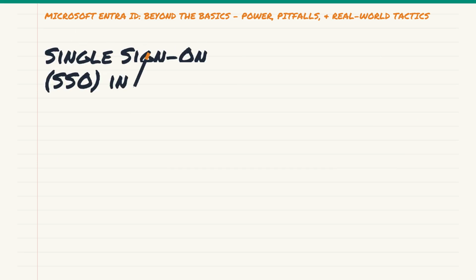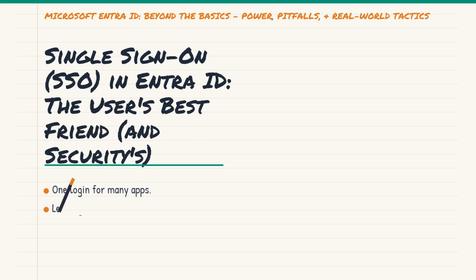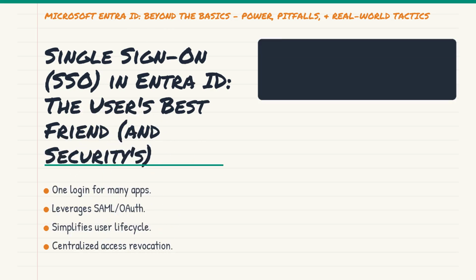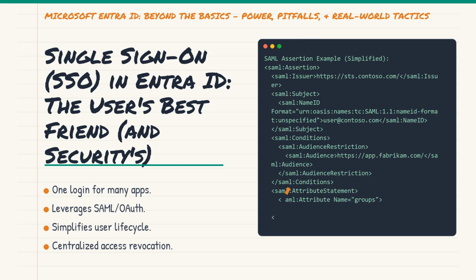Single sign-on. We all love it as users, right? One login, access to everything. From an architecture perspective, Entra ID acting as an identity provider, IDP, for SSO is a massive win. It leverages protocols like SAML and OAuth to federate identities across your applications. This means you don't have to store credentials for every single app in a separate place.